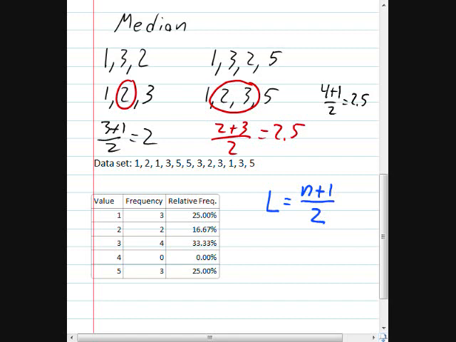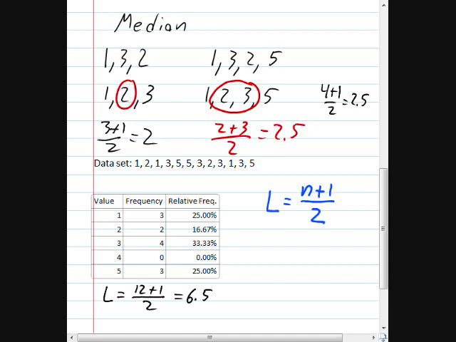Using this formula, we can use a frequency distribution to locate the median of a data set. Let's look at, for example, this frequency distribution that we have from the previous example. L is equal to 12 plus 1 divided by 2, which is equal to 6.5. This tells us that we need to find the 6th and 7th data point, and we're going to take the average of those two numbers, the mean of those two numbers, and that will be the median of our data set.